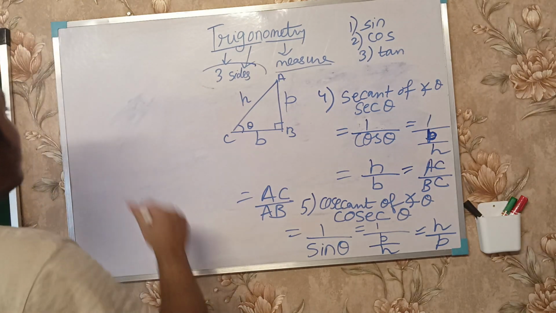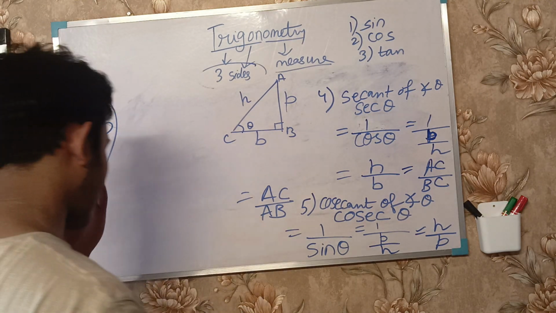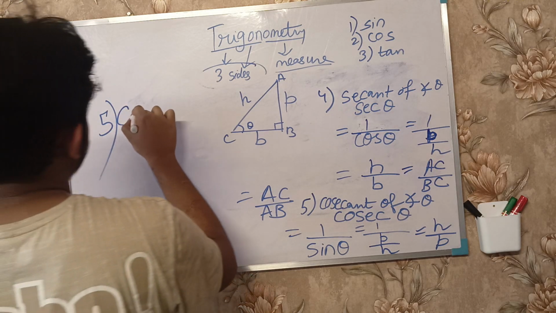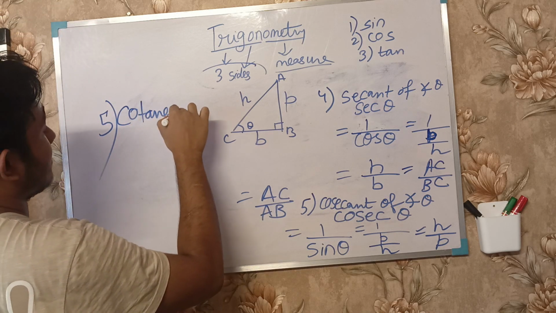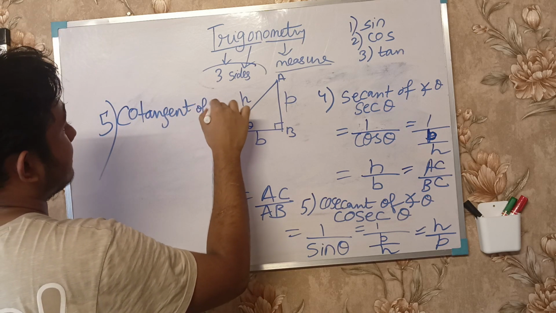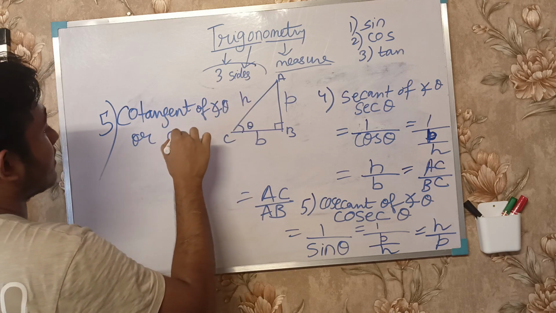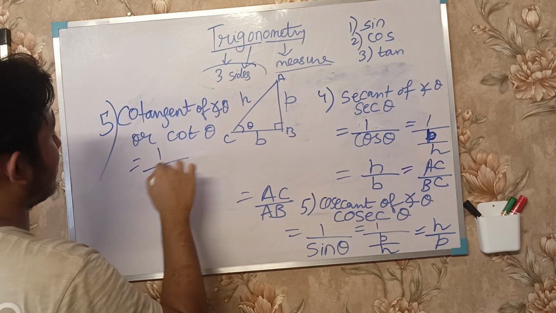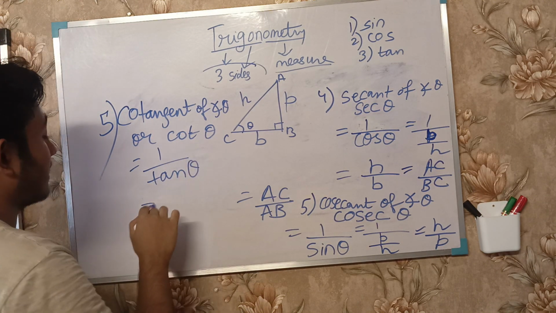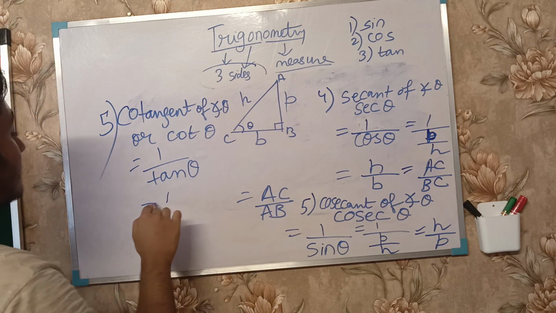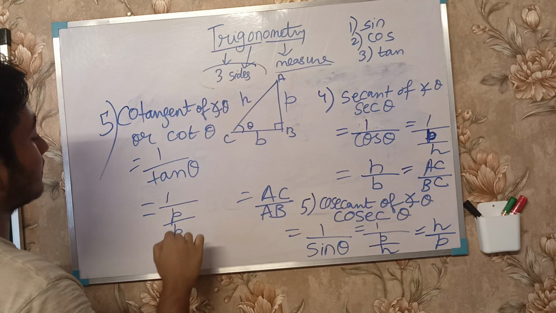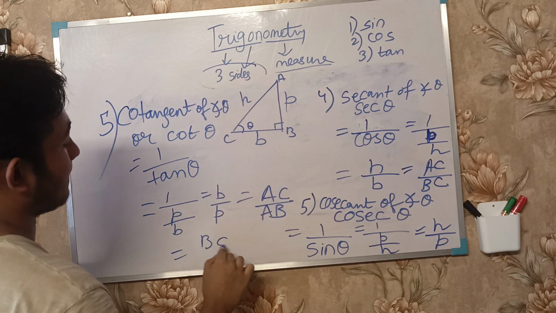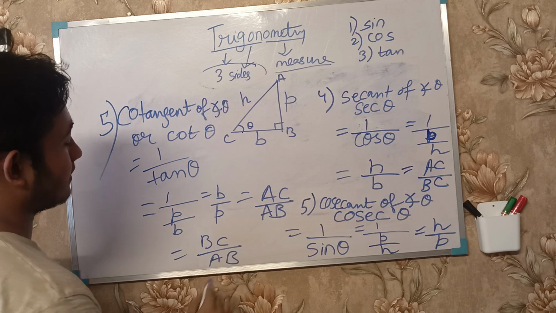And the last is the cotangent of angle theta, or cot theta. This is 1 upon tan theta, and since tan theta is the perpendicular upon base, this becomes base upon perpendicular, which in this case is BC by AB.